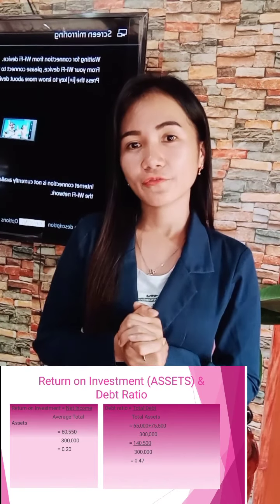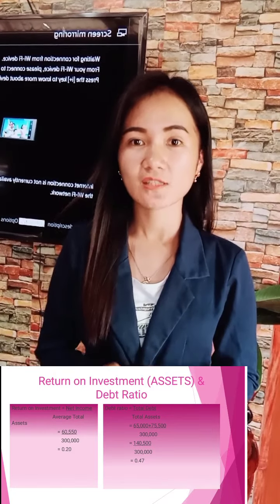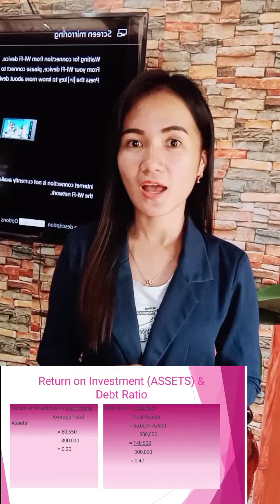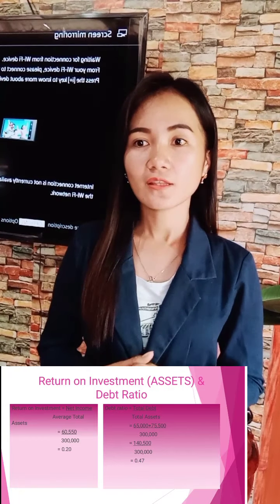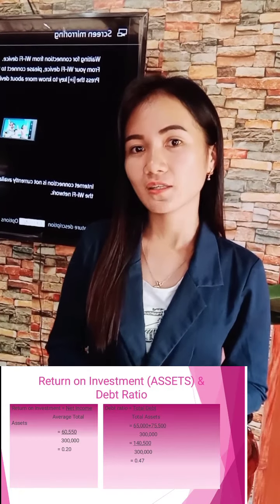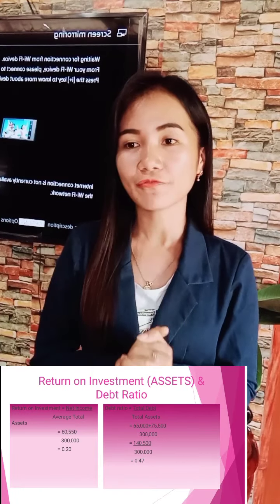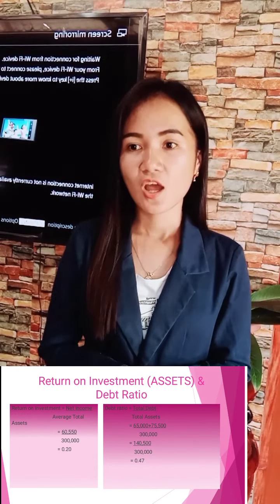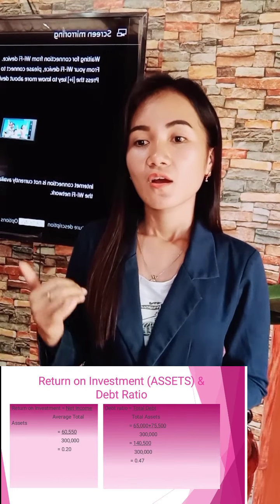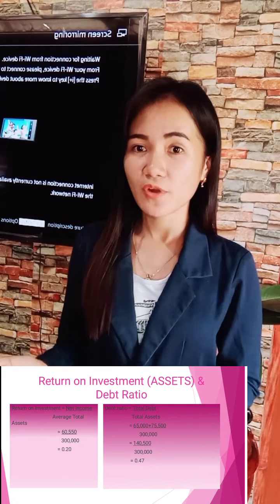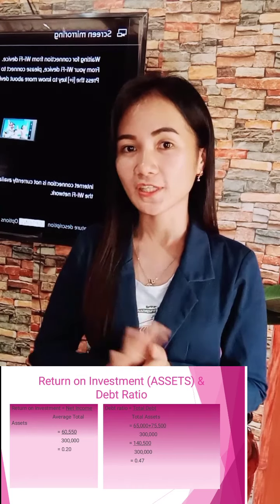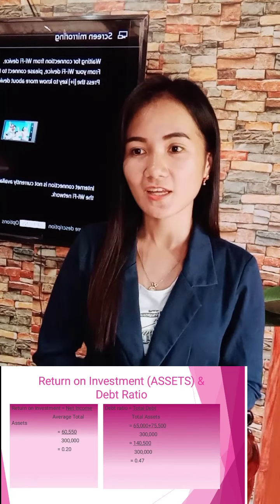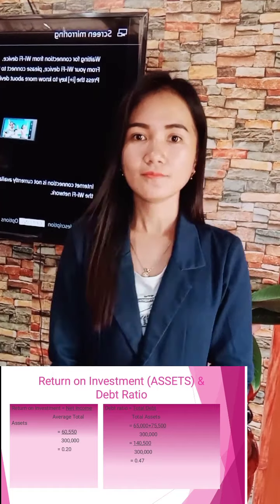And the formula of debt ratio is debt ratio equals total debt divided by total assets. The total debt 65,000 plus 75,500 divided by the total assets 300,000. So as we can see, the ABC Corporation has a 0.47 debt ratio. The corporation has greater assets than its total debt.